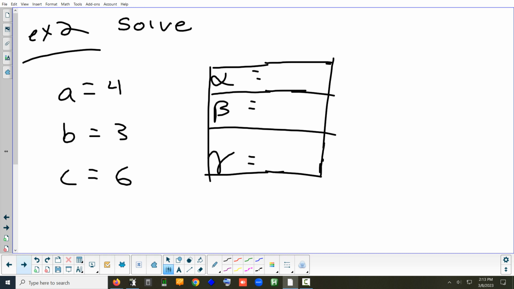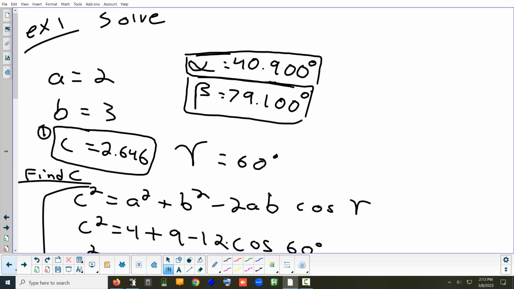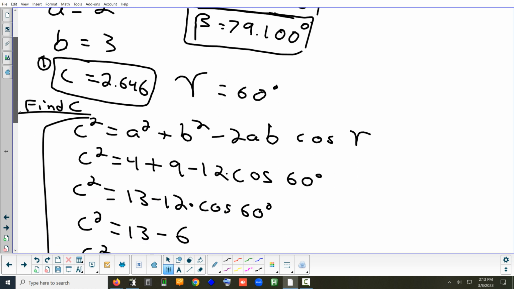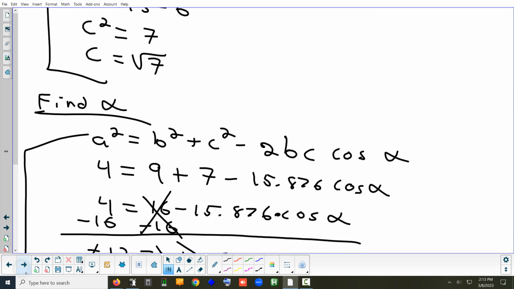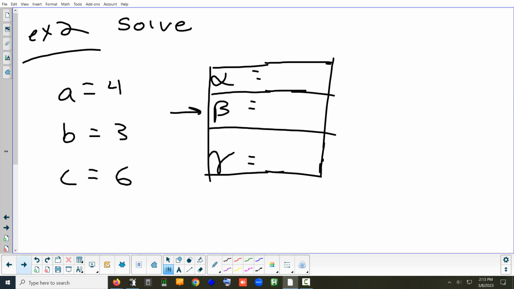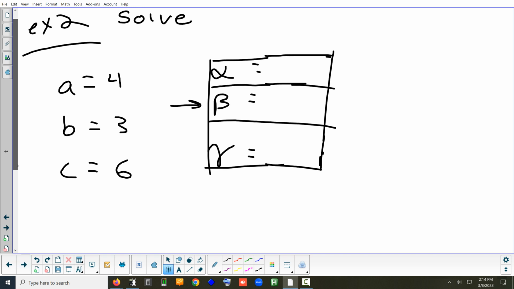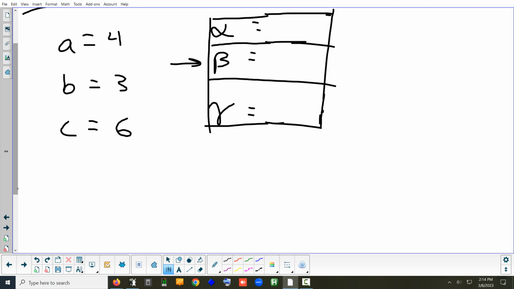All right, let's do law of cosines. I want to use one we haven't used yet. We used the one with gamma and alpha. So let's do the one with beta. Okay. Can somebody remind me, what is the law of cosines that has beta in it?